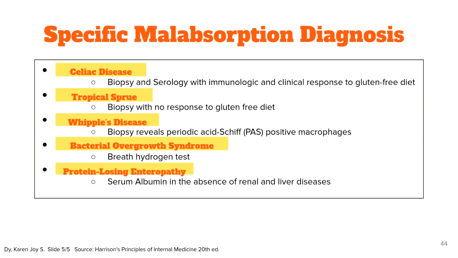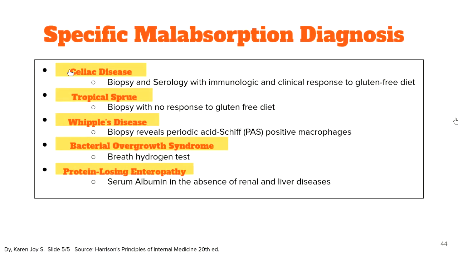Next, for tropical sprue, the biopsy results would be similar to that of celiac, and this time you have no response to gluten-free diet. For Whipple's disease, you would also use biopsy, which would reveal PAS-positive macrophages. For bacterial overgrowth syndrome, the diagnosis may initially be suspected if you have a combination of low serum cobalamin levels and elevated serum folate.